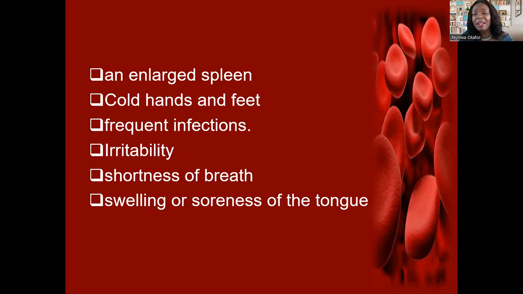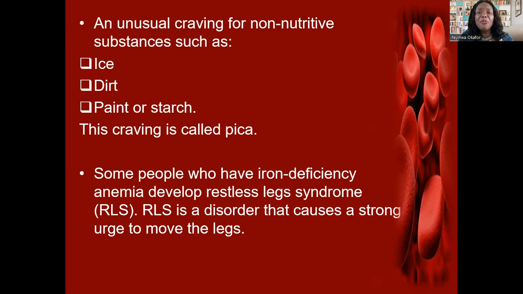Irritability, shortness of breath, swelling and soreness of the tongue, an unusual craving for non-nutritive substances such as ice, dirt, paint, or starch, and this craving is called pica. Some people who have iron deficiency anemia develop what we call restless leg syndrome, a disorder that causes a strong urge to move the legs.